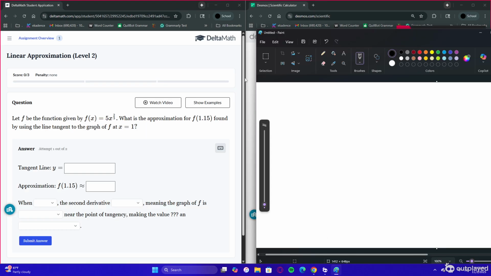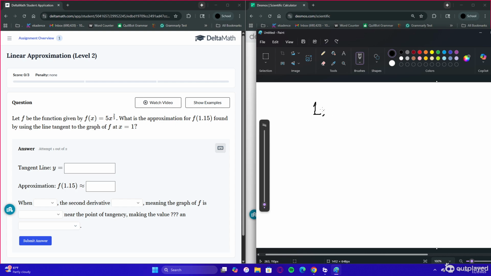Okay, so now we're given this question where we have f of x equals 5x to the 2/3, and we have to approximate f of 1.15 by using the tangent line at x equals 1. So what we know is that we have to use the tangent line at x equals 1. So our point is going to be 1 comma something. We don't know that yet, and we don't know our slope yet.